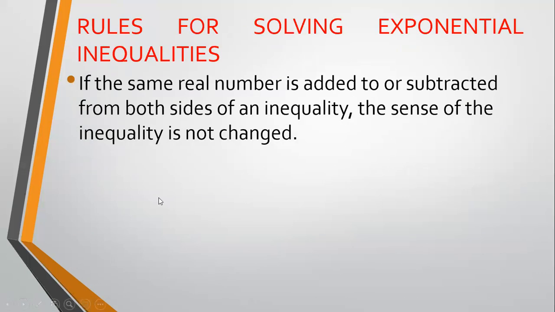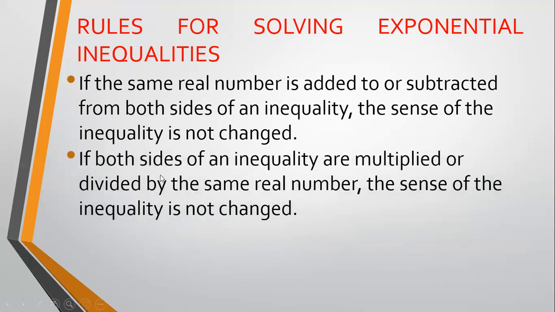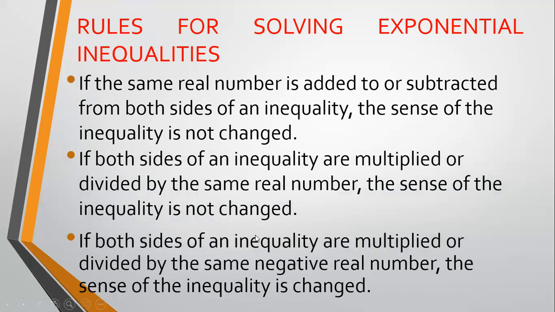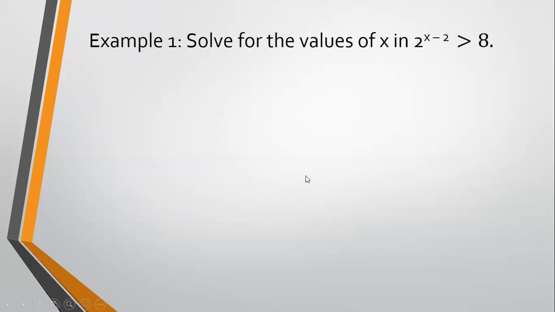Okay, so these are the rules. If the same real number is added to or subtracted from both sides of an inequality, the sense of the inequality is not changed. Like the APE, the addition property of equality that you know before. Then if you multiply or divide by the same number, the sense of the inequality again is not changed. But of course, if you multiply or divide by a negative real number, you need to change the inequality symbol.